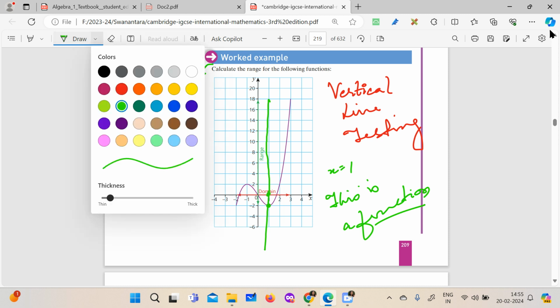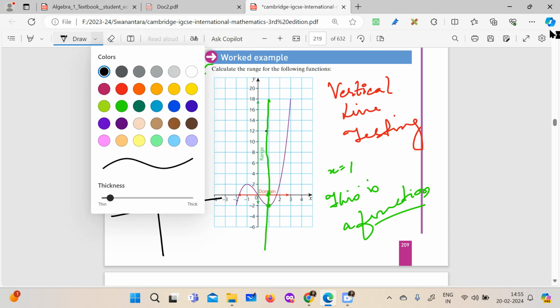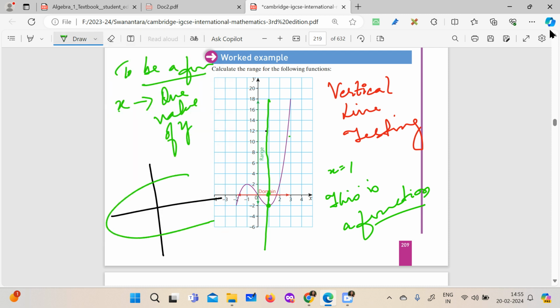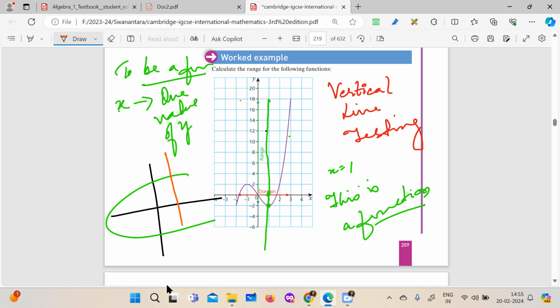For example, we can also have a graph like this, suppose, and let me do a vertical line testing on this graph. Let me draw a vertical line on this. See, how many places do you think it is intersecting the graph? Here and here, right? Yes. So this is not a function. Got it? Yes.